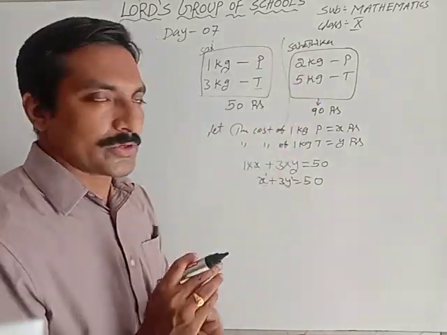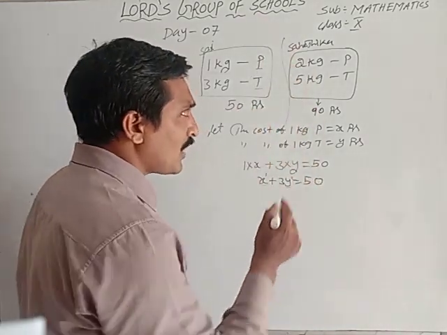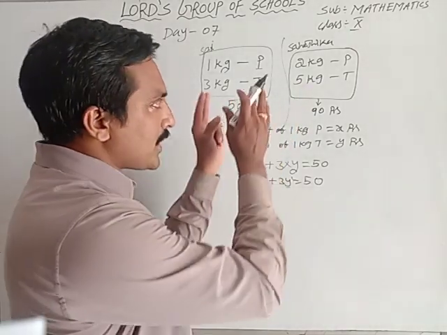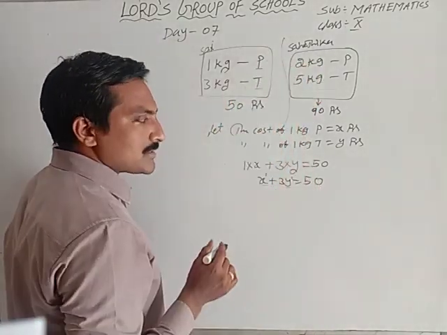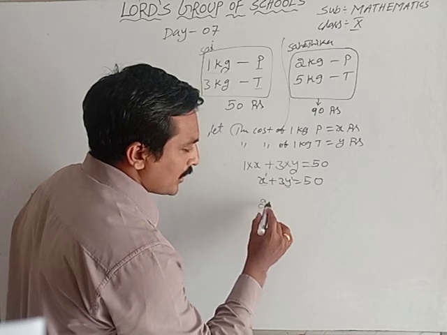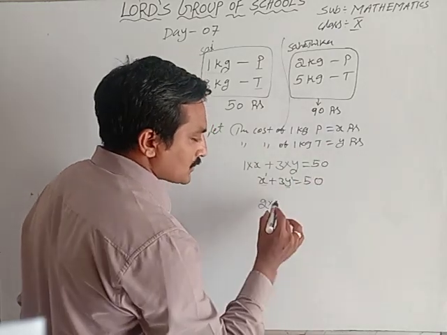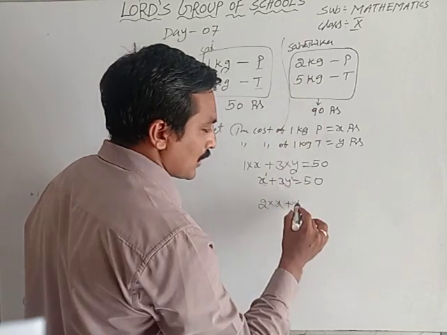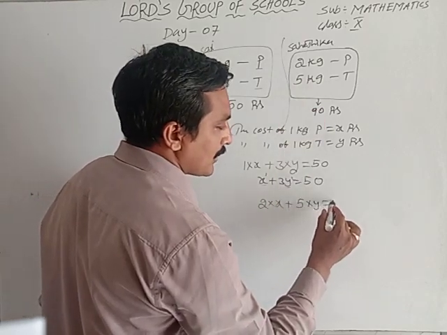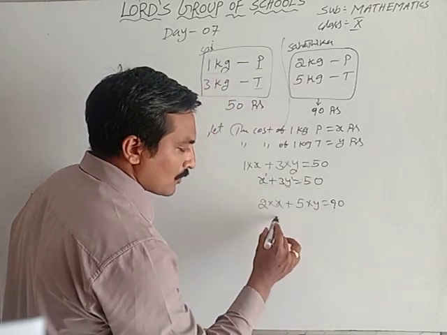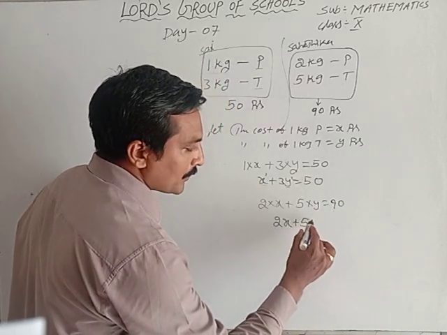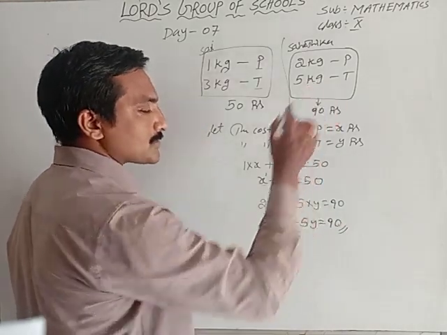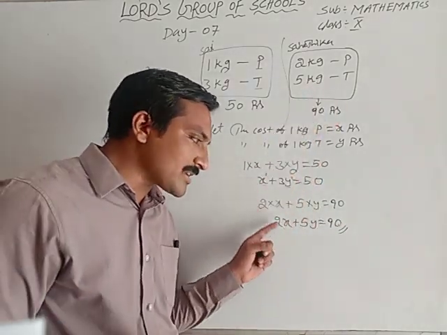Now comes to the second student, Sahitika. She purchased 2 kgs potato, on the same day, both went to the same shop only. 2 into x, plus 5 kg tomato, 5 into y, is equal to 90 rupees. Now 2x plus 5y is equal to 90. This is the equation of the second student. These two are linear equations only.